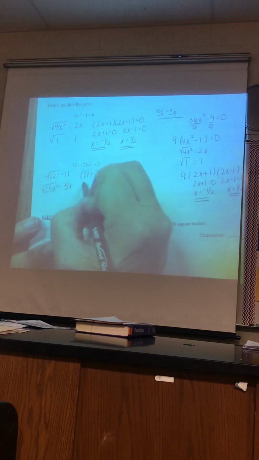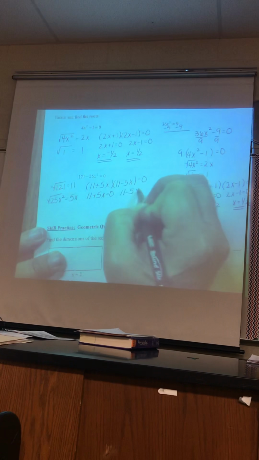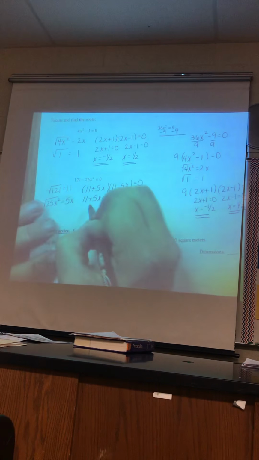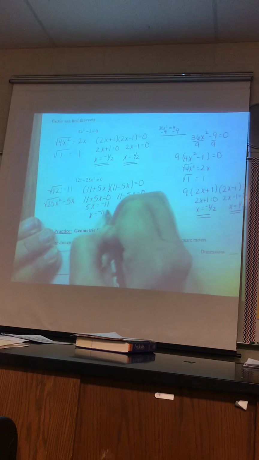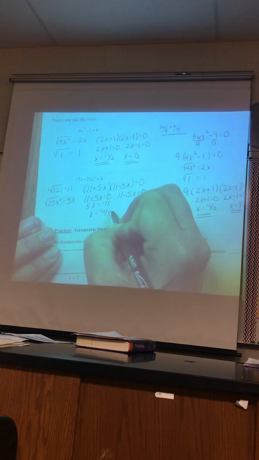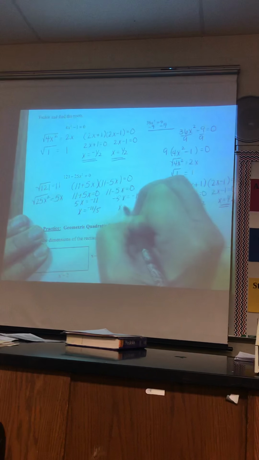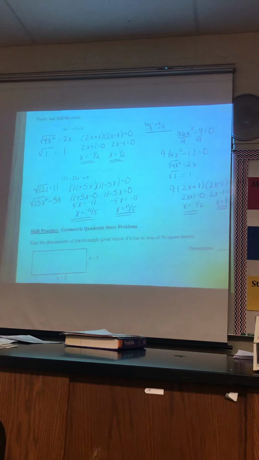When I set these equal to 0, because they both have an x, I will get a negative 11/5, or I will get a positive 11/5. And those are my answers.